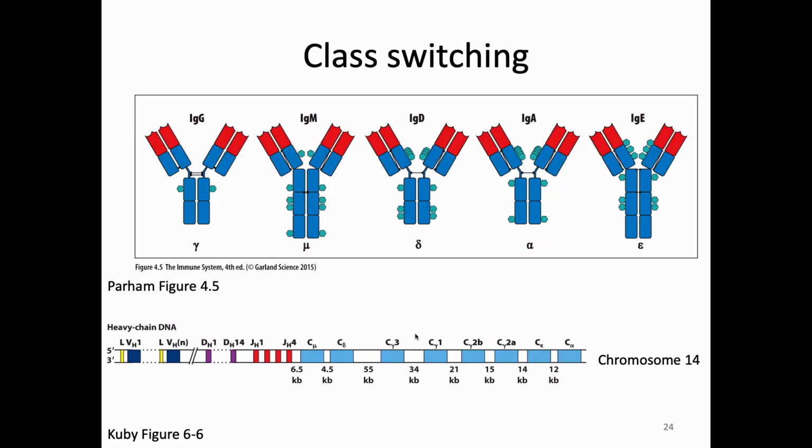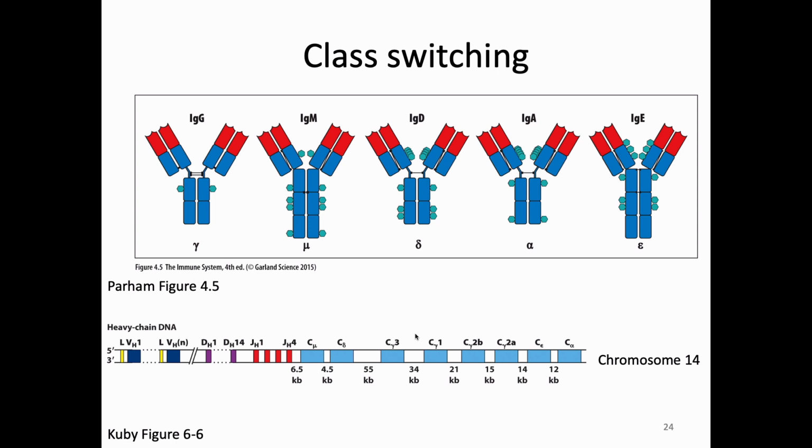This is related to something known as class switching. And class switching is how we can put the different constant region sections paired with our VDJ heavy chains. So you can see that we've got the same variable regions in red that are pairing with these different constant regions, either mu, delta, gamma, or epsilon. And each of these are encoded by different regions, which are also shown here. Okay?